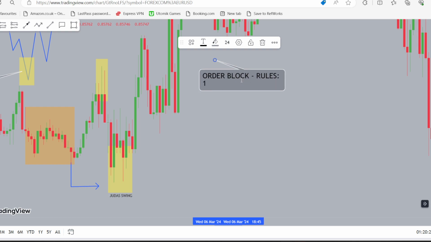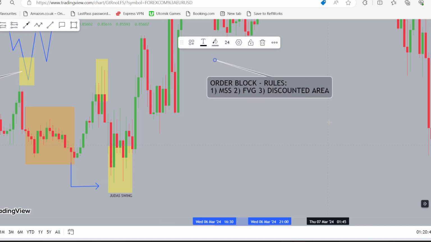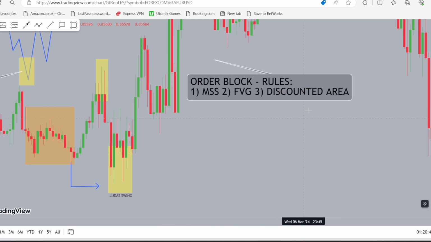We have number one being a shift of market structure, or a market structure shift, MSS. We have number two, that is essentially the fair value gap, our famous ICT concept. And we have rule number three, which is the PD array. So you want to be buying in the discount. In this case, we're looking for a discounted area or a discounted low, right? These are the three rules to any order block on any time frame.